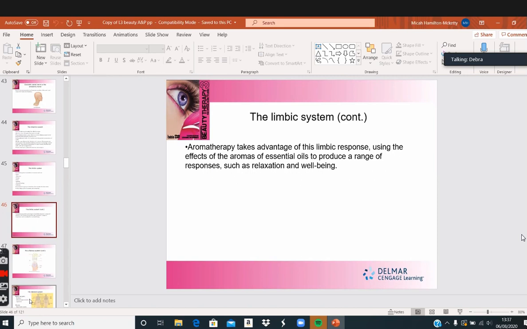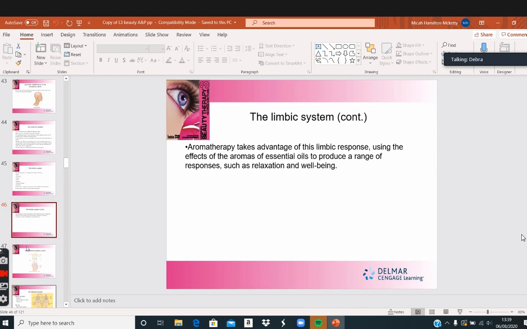Right, aromatherapy takes advantage of the limbic response, using aromas of essential oils to produce a range of responses such as relaxation and well-being. So of course, aromatherapy massage is part of our beauty therapy, but not everybody does aromatherapy. But say we're doing body massage, or facial, let's do facial, because most of us do facial. We want the clients to relax. We can use essential oil, such as lavender, to make that client feel relaxed. These are all connected, if we go all the way back to where we started, to our nervous system. We have three different systems that are really all connected to our nervous system.